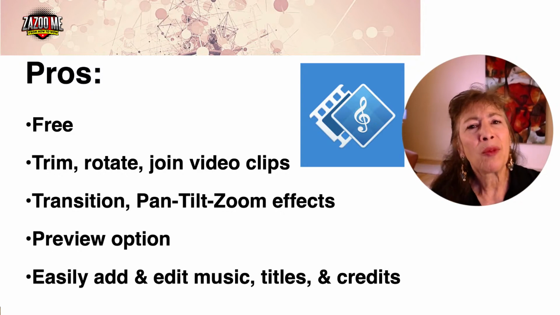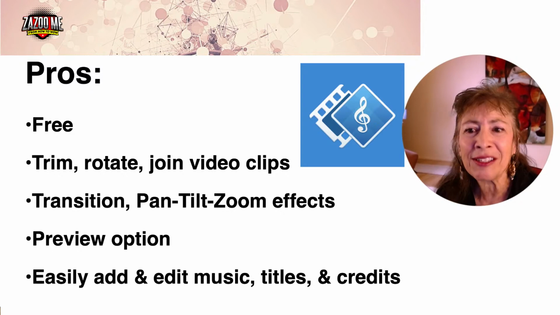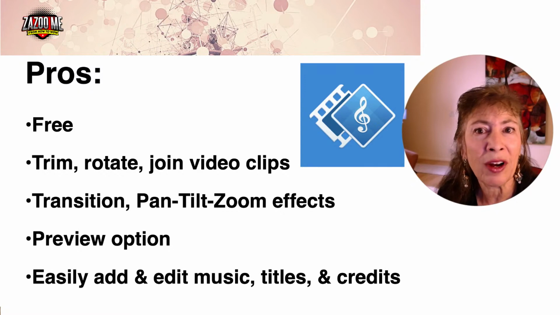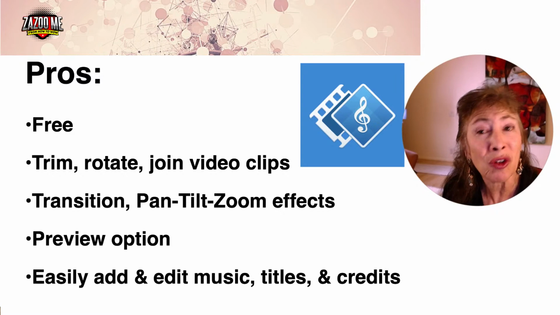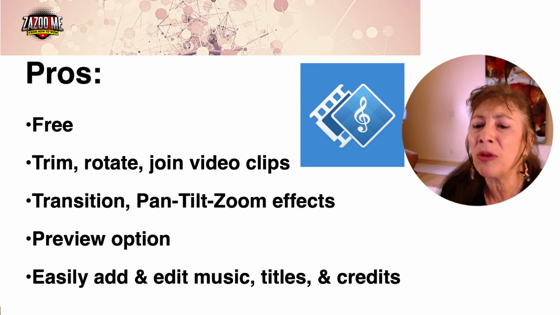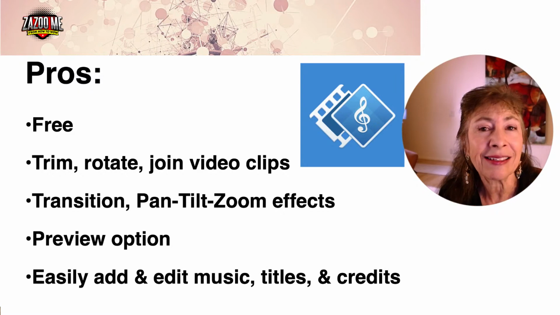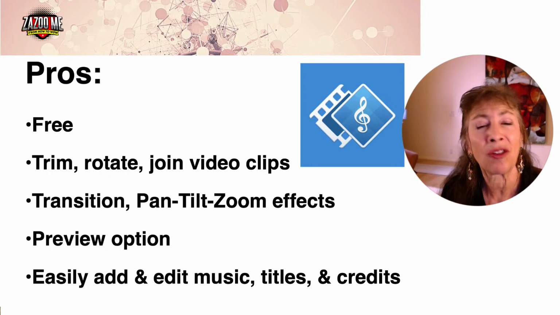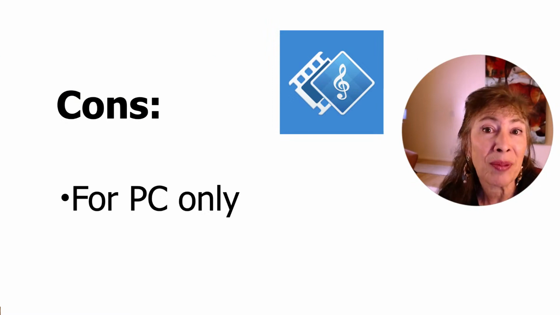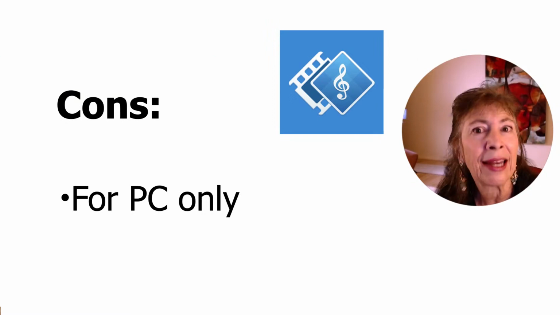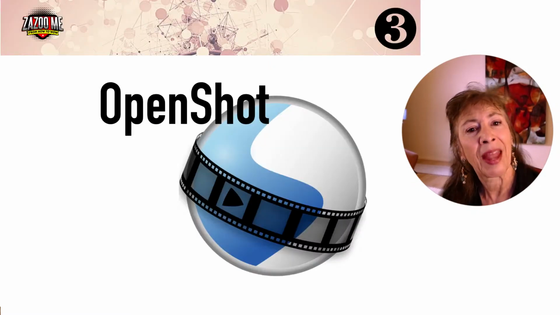The pros of Movie Maker are that it's free, of course, that you can trim, rotate, join video clips. It has transitions. It does pan and tilt zoom effects. It has a cool preview option, and you can easily add text and music and credits, all kinds of things to it. So what are the cons? Well, it's for PC only. Other than that, it's a great beginner's software.